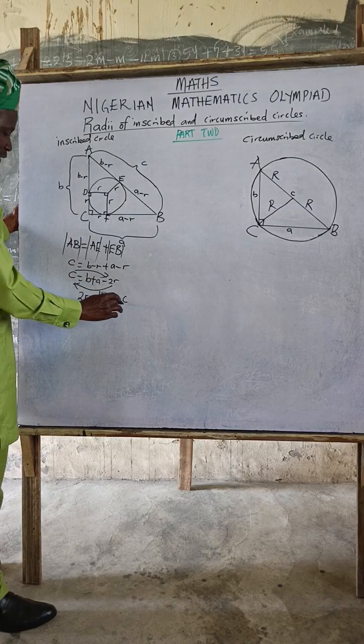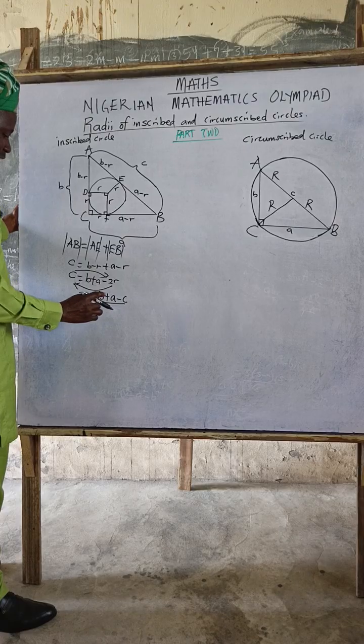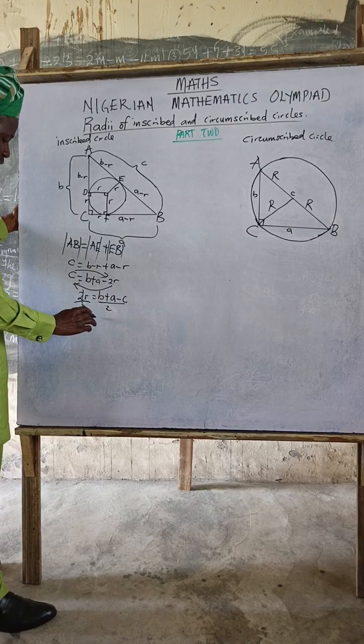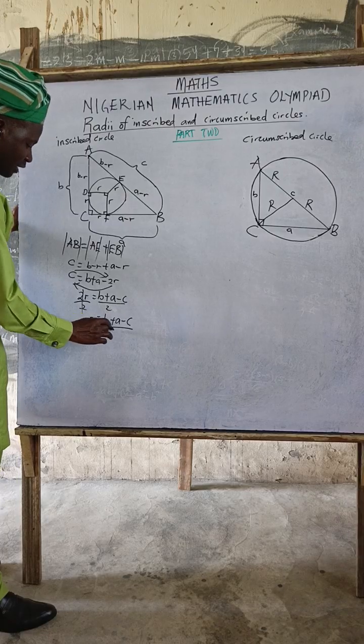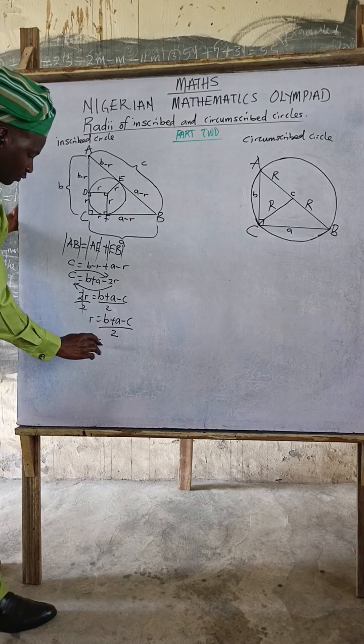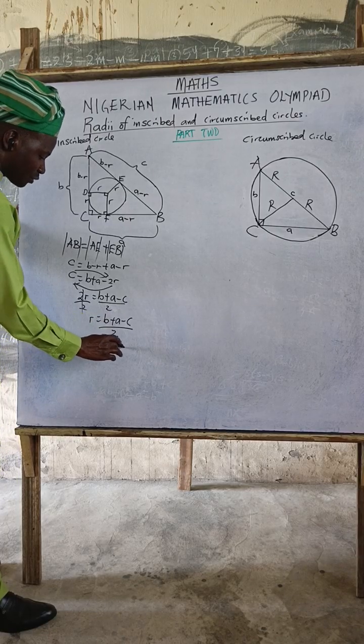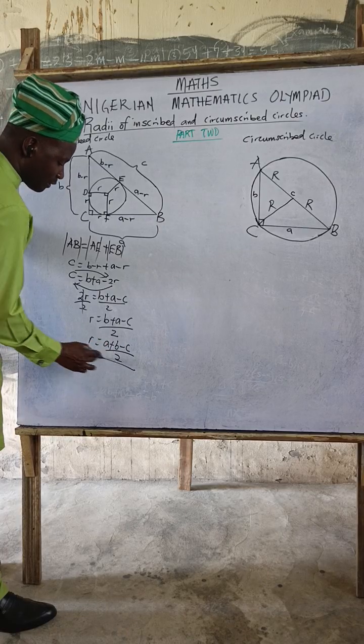Divide both sides by 2. So it implies that R equals (B plus A minus C) divided by 2. Or you can arrange alphabetically: R equals (A plus B minus C) divided by 2.